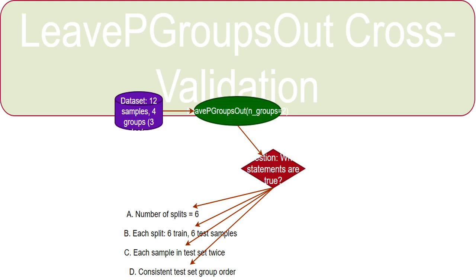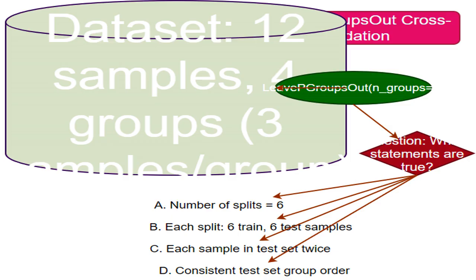I'm using LeavePGroupsOut to do cross-validation. This is a special method for dealing with data grouped into categories, ensuring that all samples from the same group are either in the training part or the testing part of the split. It's like making sure all your apples stay with your apples and oranges stay with your oranges when sorting out your fruit basket for a recipe. I have 12 data points divided into 4 groups. Each group has 3 data points, which helps me with setting up the cross-validation.